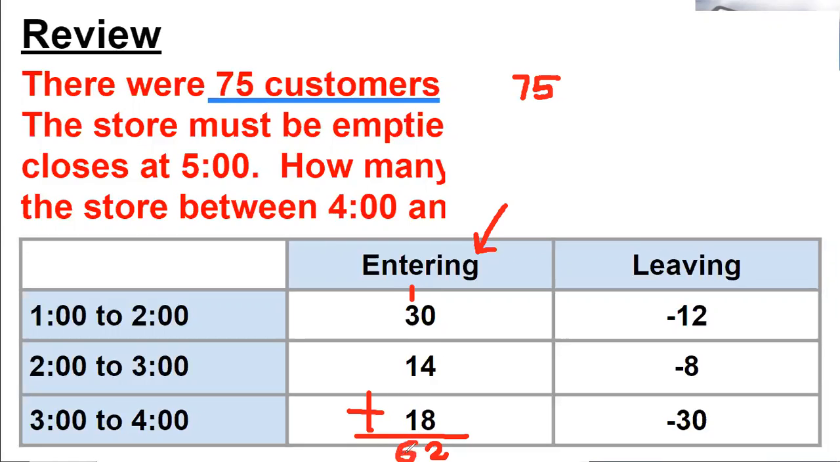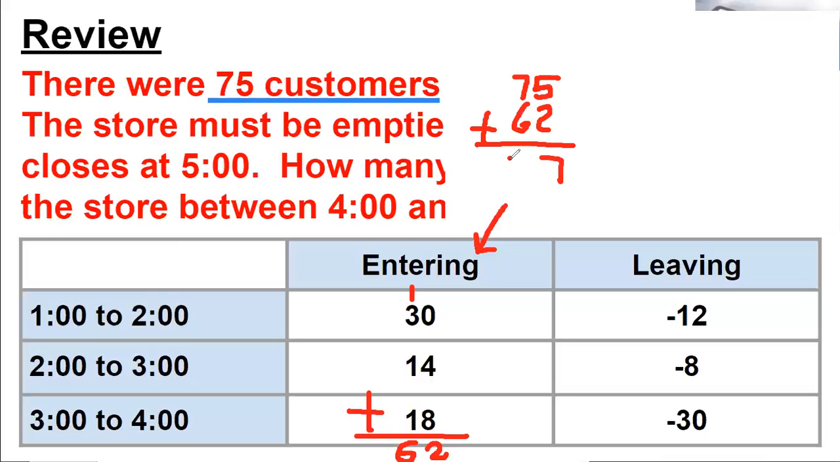So 75 customers started out at 1 o'clock. And we are going to add 62 more to that. Actually, I'm going to put that underneath. So we're going to add 62 more to that. So altogether, there could technically be 5 plus 2 is 7.